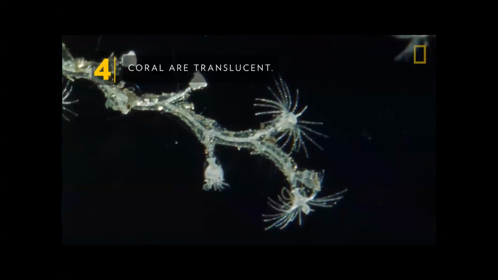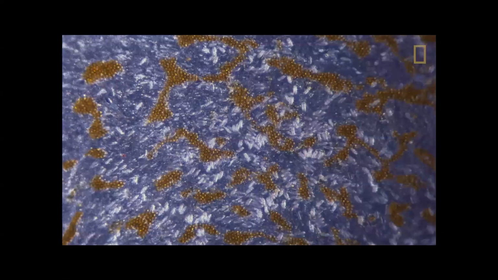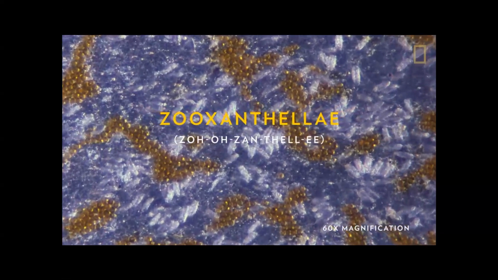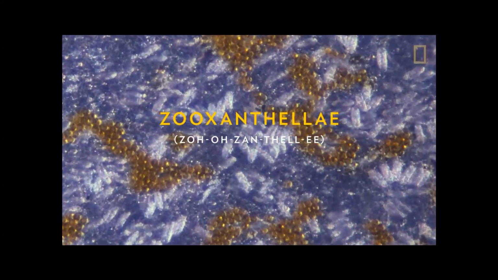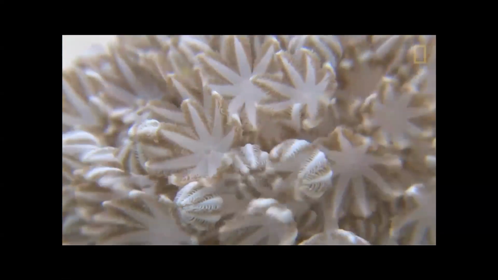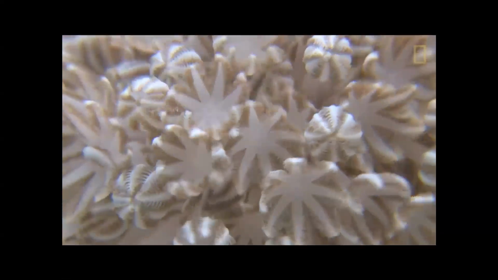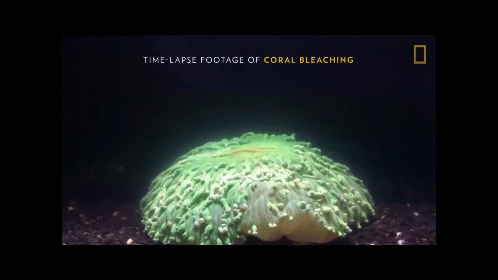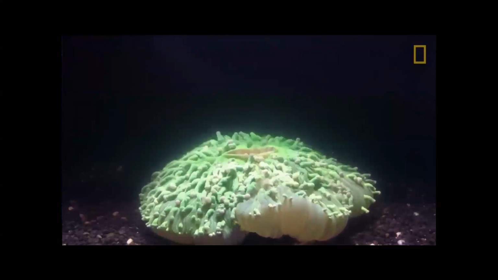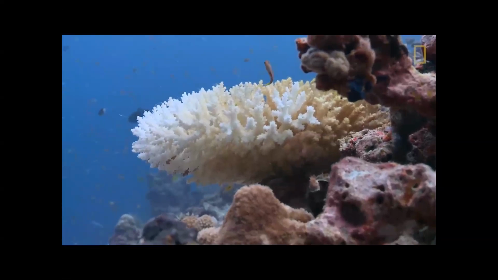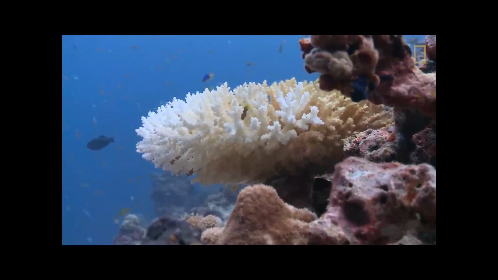Coral are translucent. Coral reefs get their rainbow colors from algae or zooxanthellae that live in their tissue. The corals use their tentacles to capture some food. Most of their food comes from the algae they house. When coral becomes stressed by pollution or other factors, they evict their algae. Coral bleaching results, revealing coral's white skeletons.